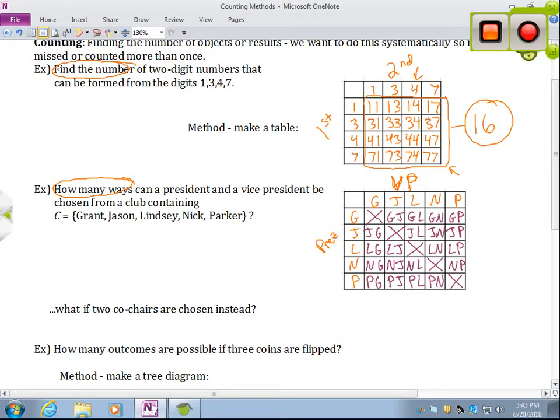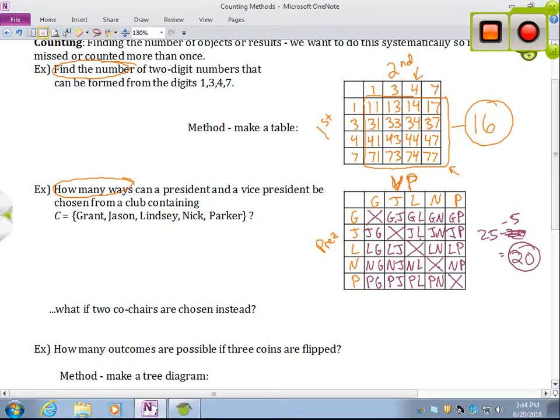Okay? So now, again, the question is how many ways? So I'm looking at this right here, and I have a 5 by 5, which gives me a total of 25, but remember we took out this main diagonal, so we can do 25 minus 5 to get a total of 20, or we could just count all of the boxes that have something in them, and we would get 20 either way.